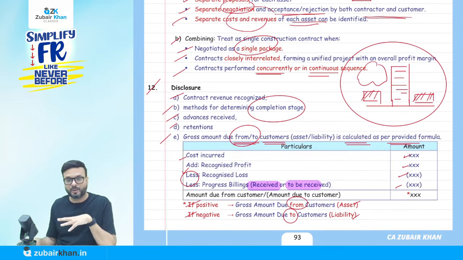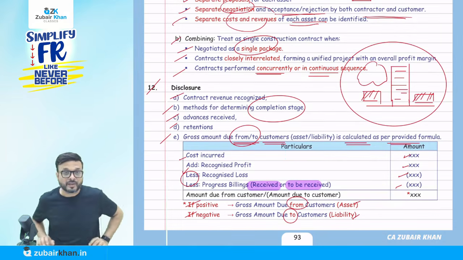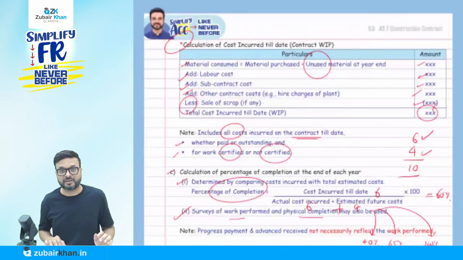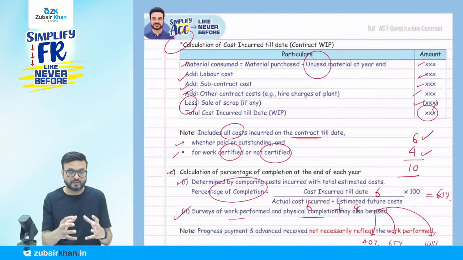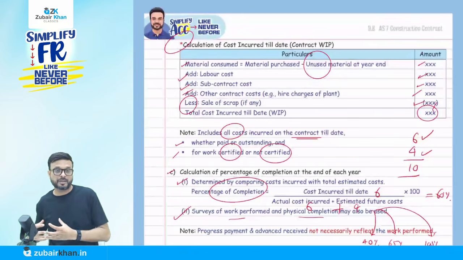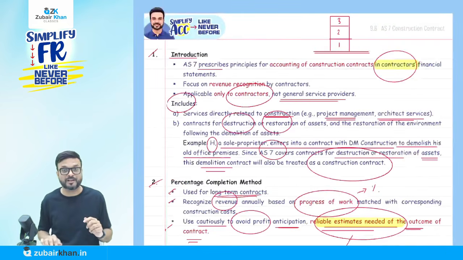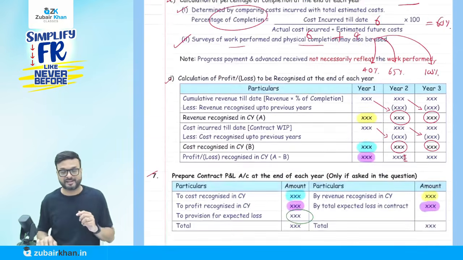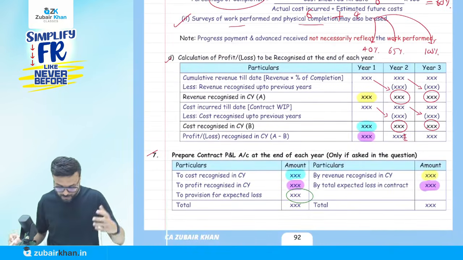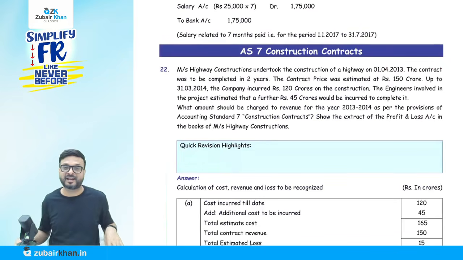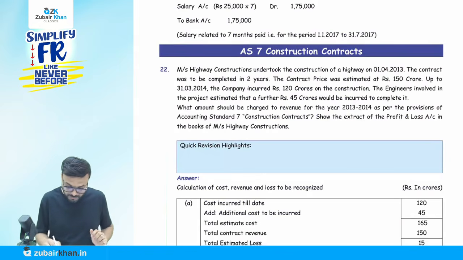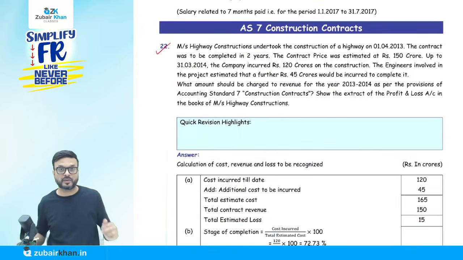So this is important. This is all about Accounting Standard 7 that we have done, the revisions. Remember these are the steps: revenue, cost, total, then the percentage, then the recognition through that table, and then we prepare the profit and loss account if they ask you in the examination. So now we'll go to our Super 100 questions, and on AS 7 we have the questions starting from 22. Now come to question number 22.